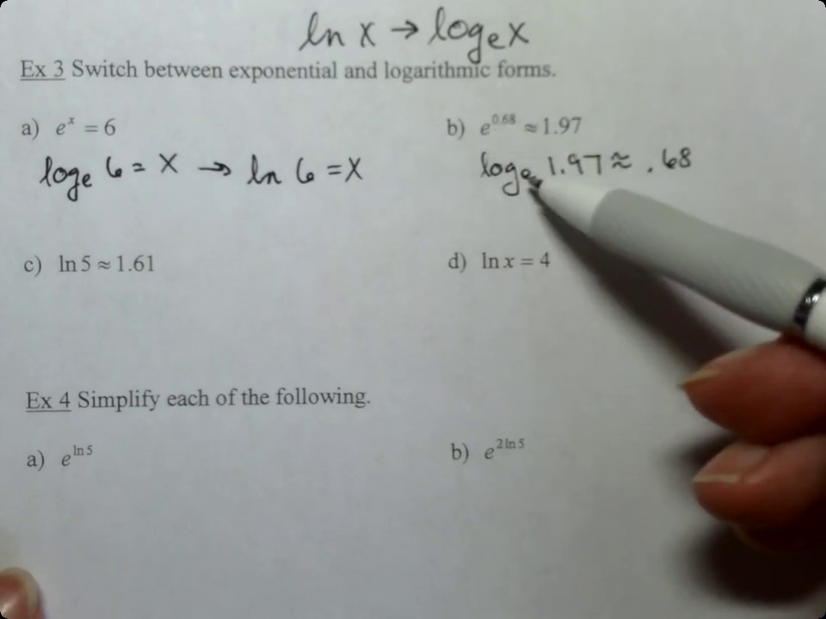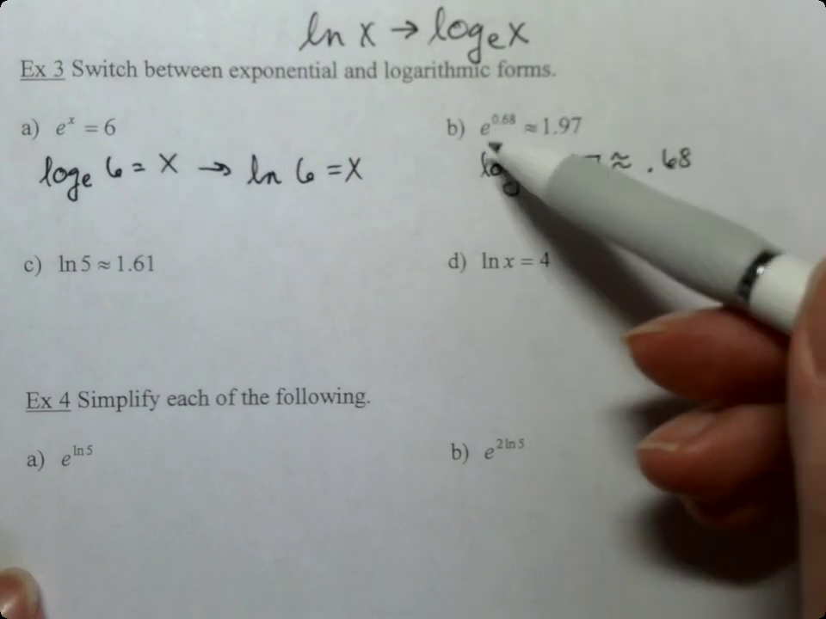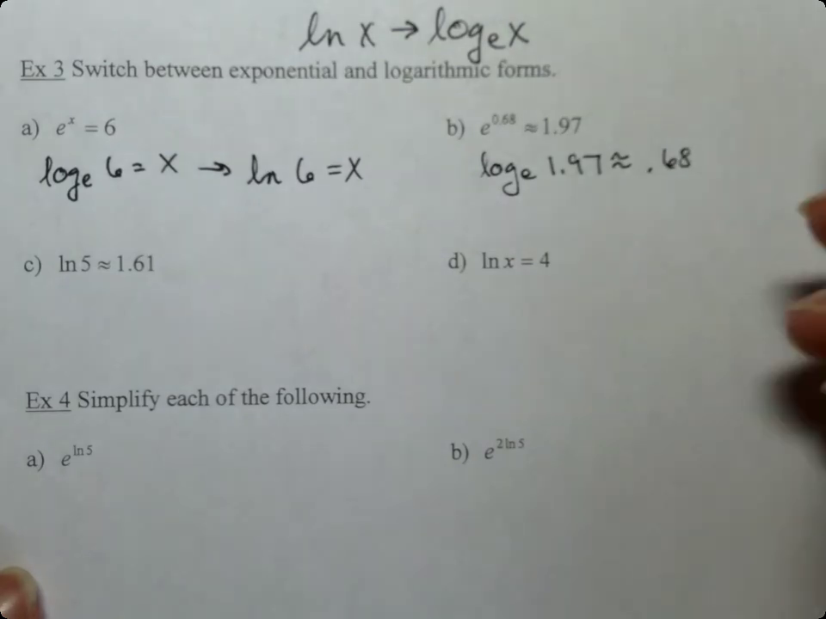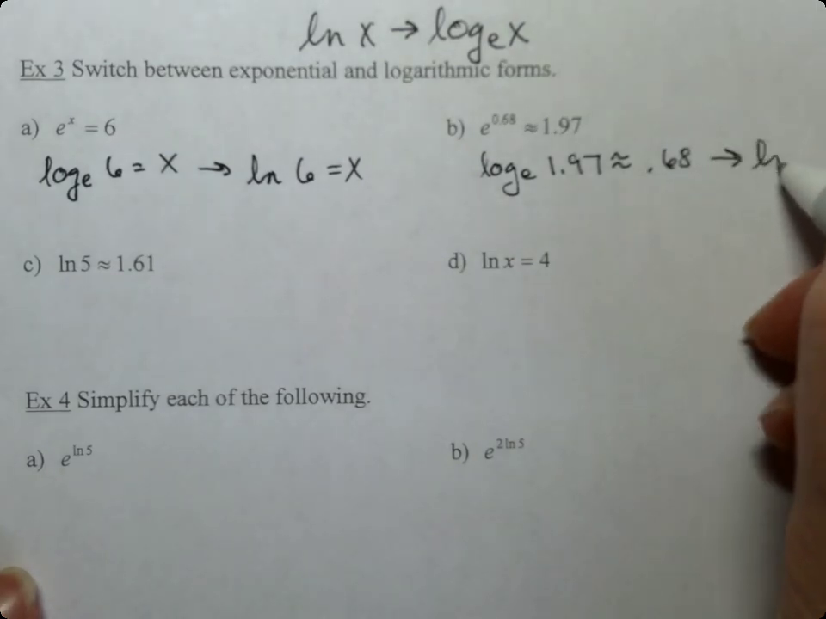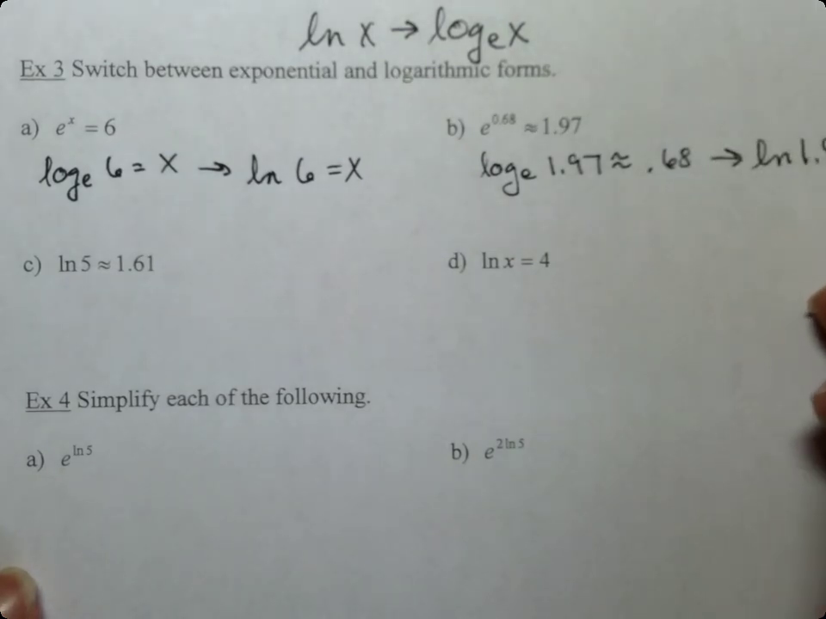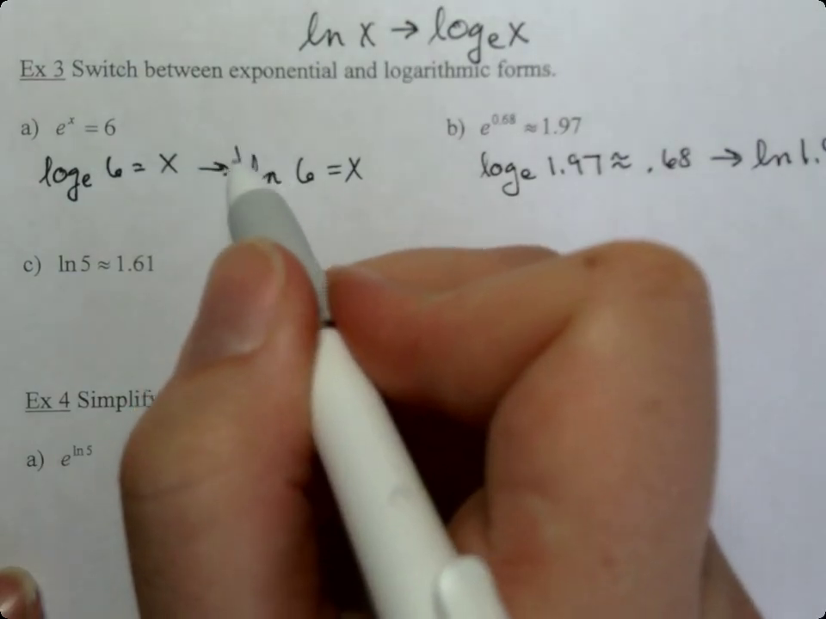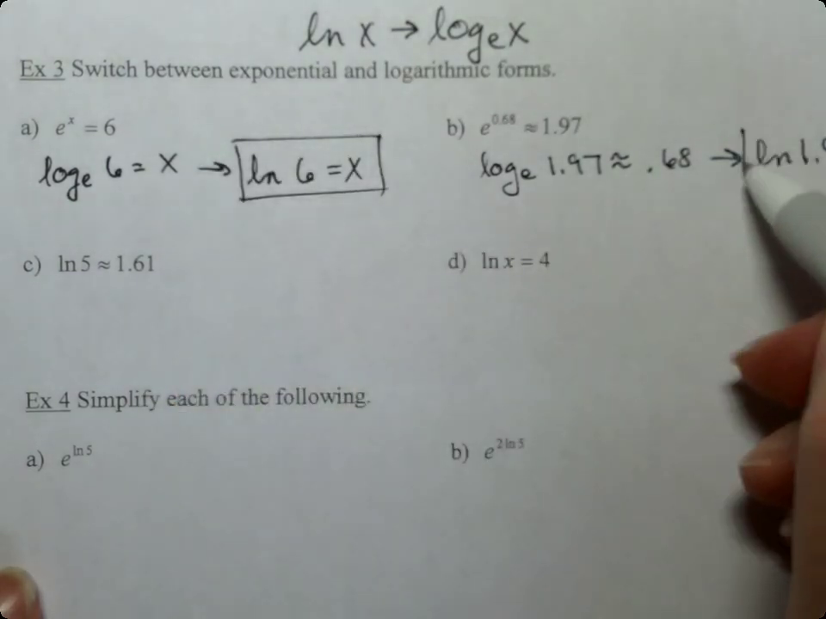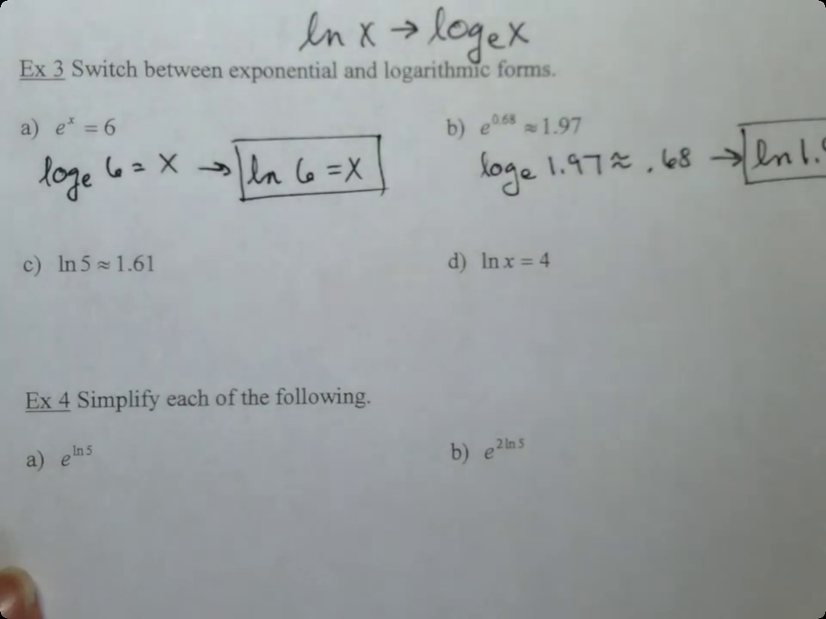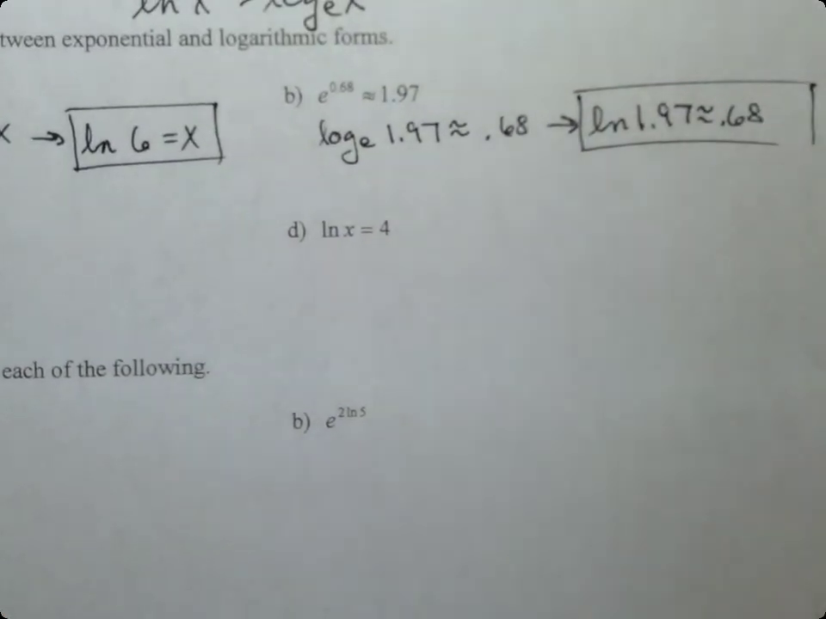The base is the base, log solve for power, so 0.68 is my answer, but write it as a natural log of 1.97 is approximately 0.68. So I do think that using your log helps you, and then log base e transfers to natural log.